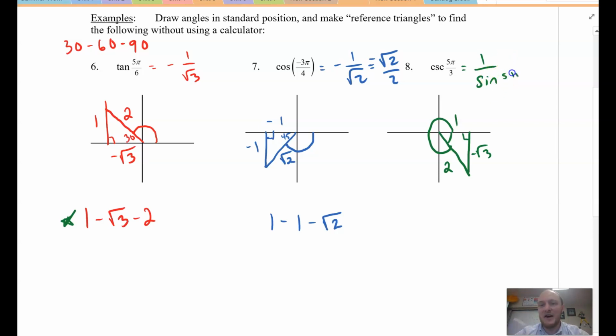So this is 5 pi over 3. It's the reciprocal of sine of 5 pi over 3. So sine is going to be opposite over hypotenuse. Okay, so this would be -2 root 3. And there you have it.